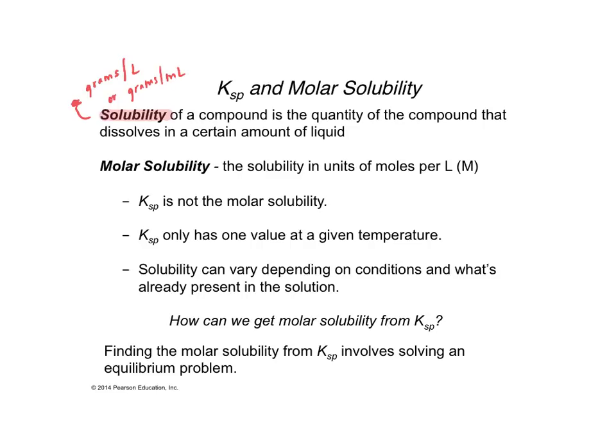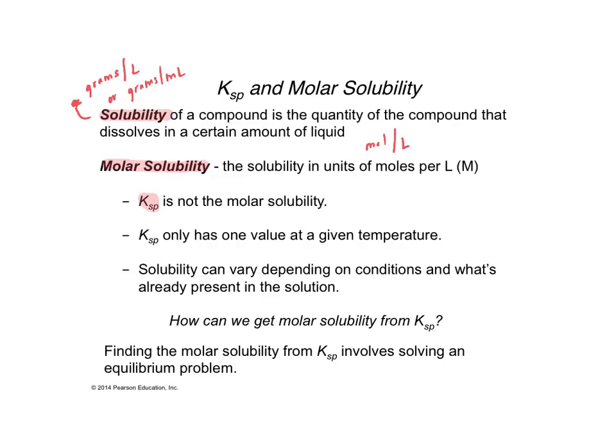We can also define something called the molar solubility. Instead of looking at grams per liter or grams per milliliter, molar solubility looks at how many moles of a salt can dissolve in a liter of volume. So this would be in terms of molarity. Note that there is a difference between the molar solubility and KSP. KSP is an equilibrium constant. It is a measure overall of the solubility of a substance, but it is not the molar solubility.